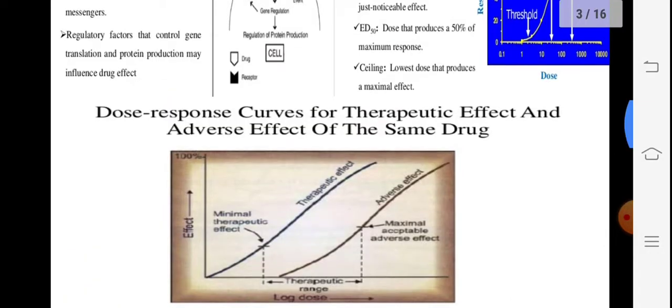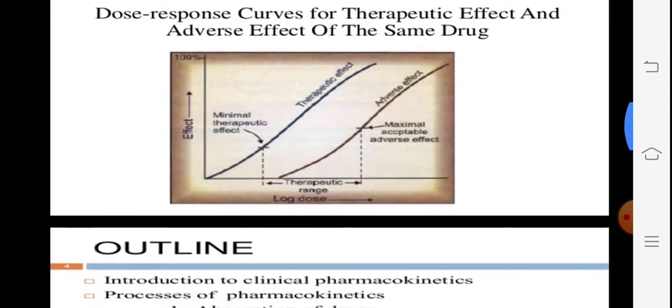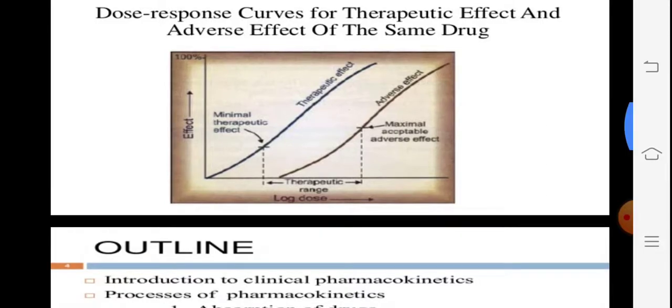So what is therapy? Therapy is the act of use of medicine. You remember the meaning. Therapy means the act of use of medicine. So we just have to know about this.